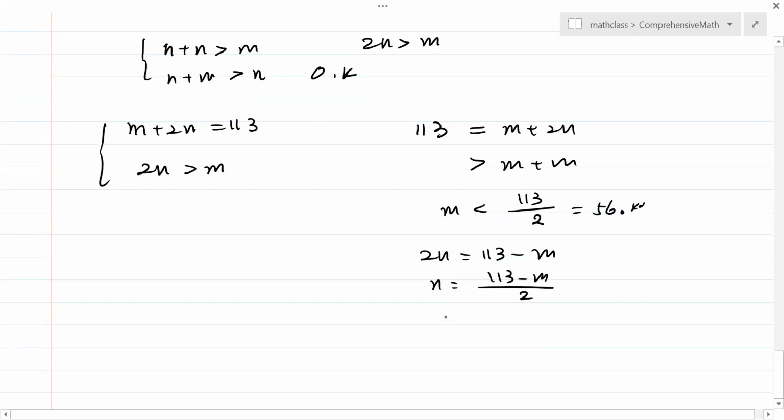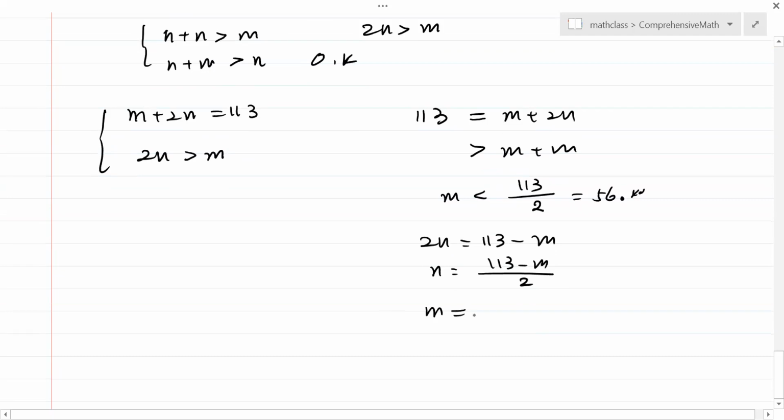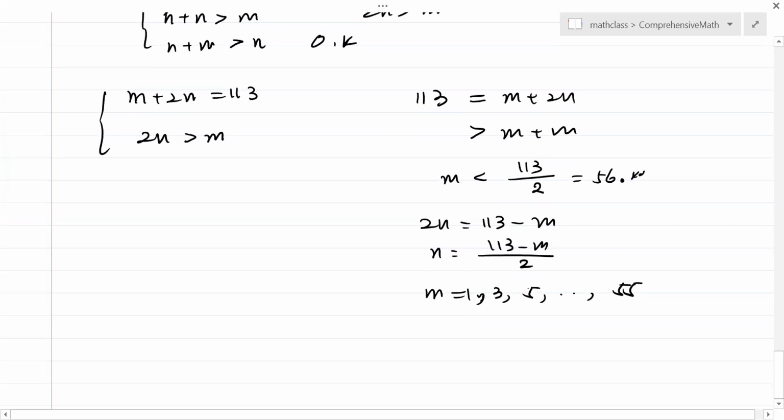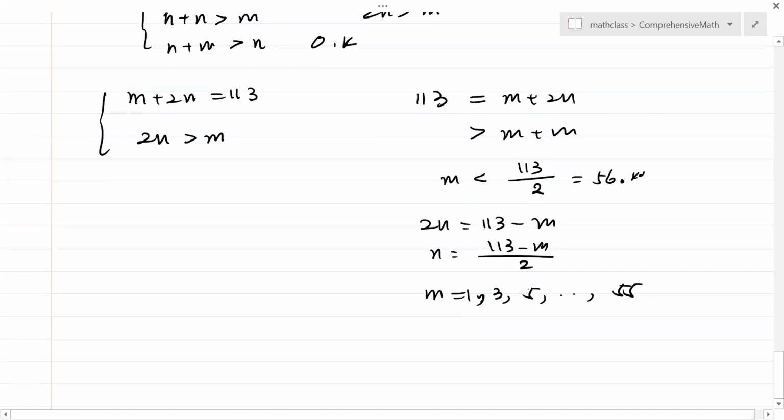If you do it this way, it's okay. So m is going to be 1, 3, because m cannot be an even number, 5, all the way to 55. The question is how many of those numbers there are. You have to count that, and I think it's 28.